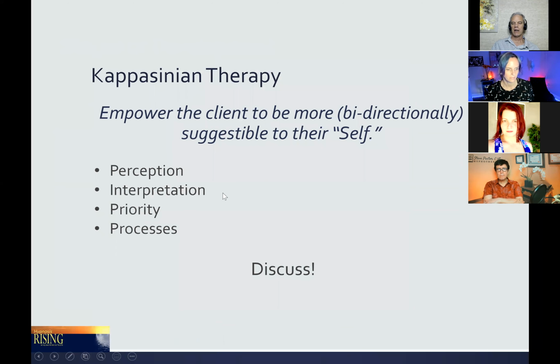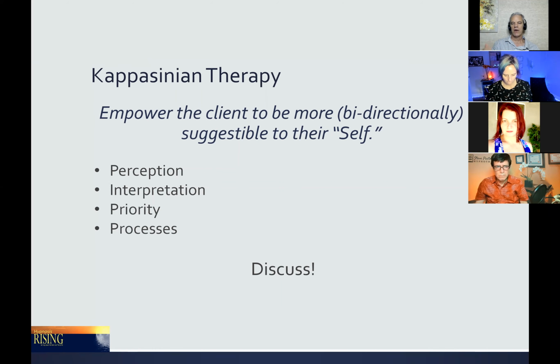So this is now the model of personality: in Kappas-Jungian therapy, we're trying to empower the client to be more bidirectionally suggestible to their self. So this is not just the conscious mind telling the subconscious what to do. It's the conscious mind being receptive to messages coming from the subconscious: this isn't working for us, boss. I'm getting tired. I'm getting worn out. The body's breaking. Listen to me. Something's got to change. So this is a bidirectional process.